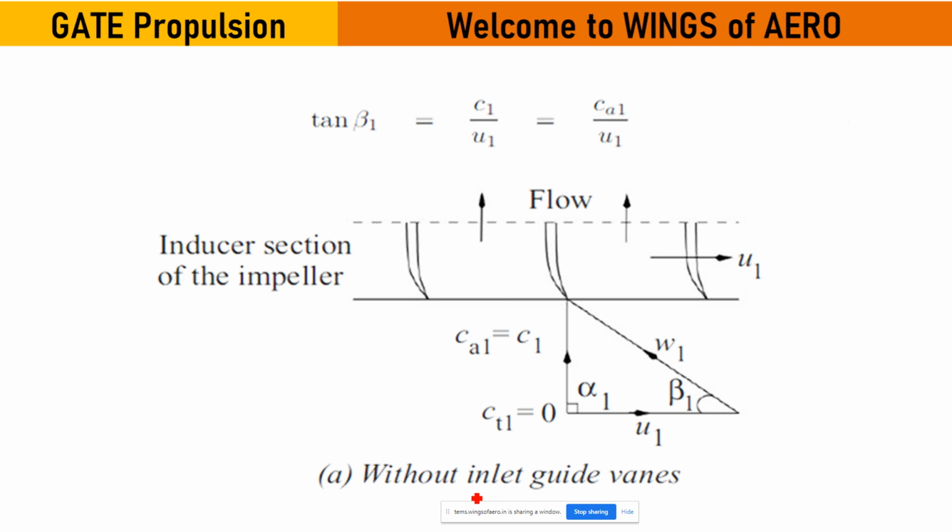If in the question they have not mentioned anything about inlet guided vanes, that means there are no inlet guide vanes when it is entering the impeller. Now what happens if there are no inlet guide vanes? As I've said, when the velocity enters at the tip, it is the relative velocity, and when it leaves the blade, it is the absolute velocity, right? When it enters, it is relative. This is the relative velocity.